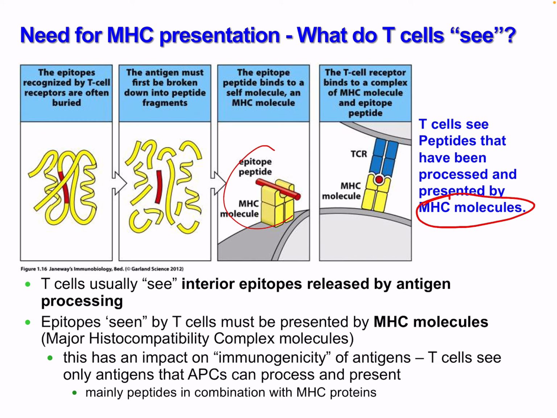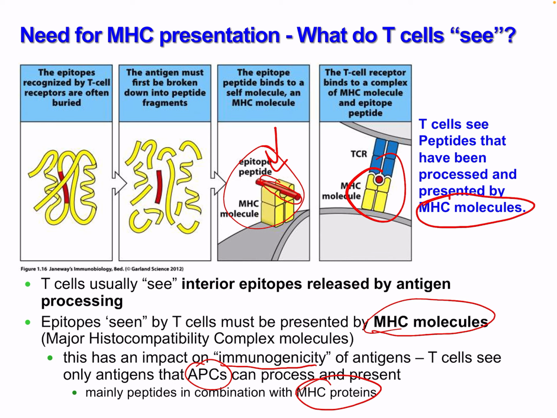So here's an example. This is our peptide, our epitope, being presented by the MHC, then our T cell will come in and bind, as we can see here. T cells usually see interior epitopes released by antigen processing. These epitopes are seen by T cells and must be presented by MHC molecules, or major histocompatibility complex. This has an important impact on the immunogenicity of antigens. T cells see only antigens that APCs can process and present.